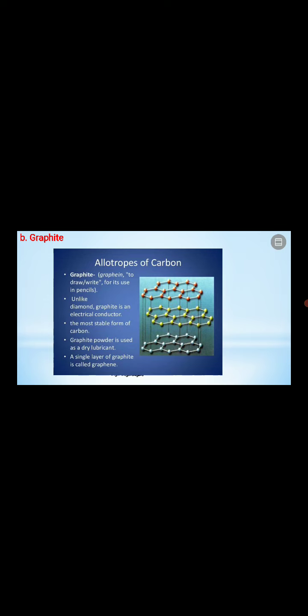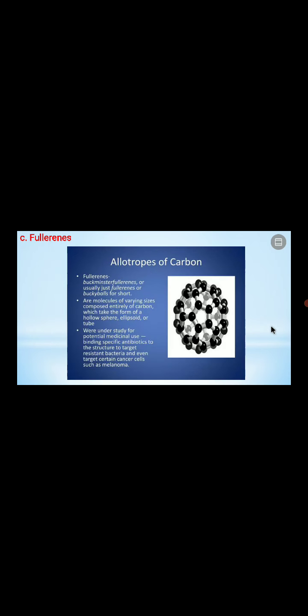Uses of graphite: graphite is used as a dry lubricant in machines running at high temperature. Second, it is also used as electrodes in electrolytic cells and in electrochemical cells like the dry cell. And third, that is fullerenes. Students, you know that fullerenes are an allotrope of carbon with a definite number of carbon atoms.